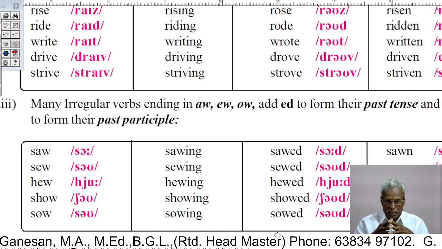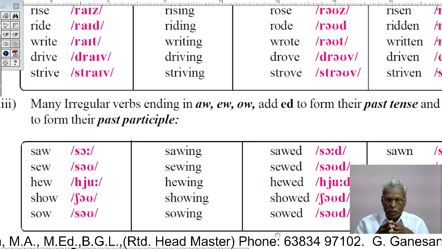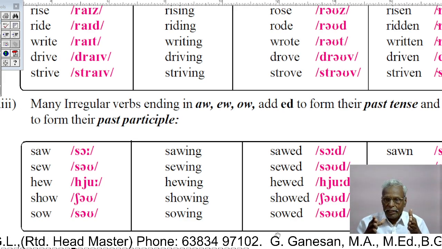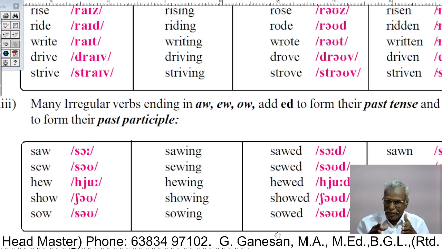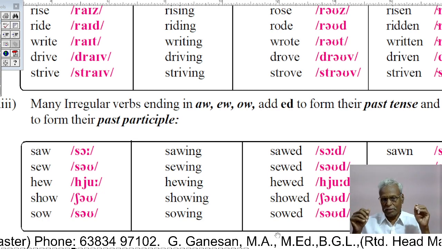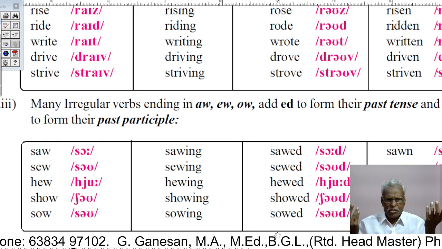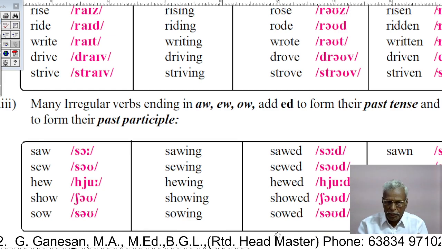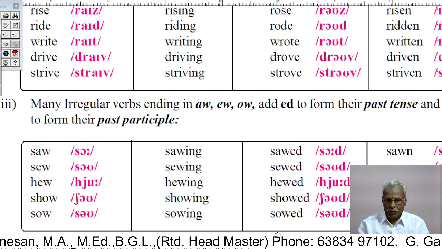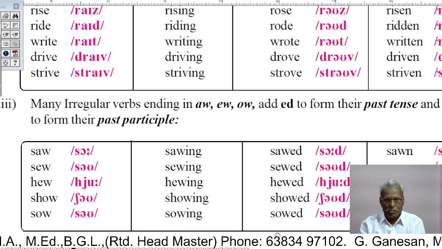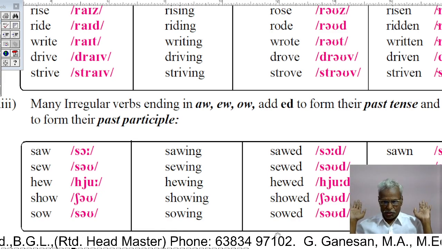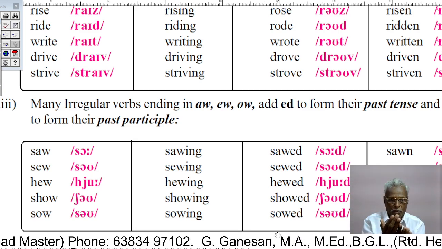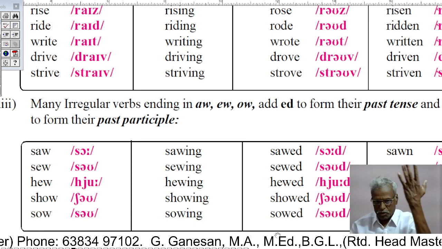The 13th one. Many irregular verbs ending in AW, EW, OW add ED to form their past tense and N to form their past participle. Some of the irregular verbs ending in AW, EW, OW simply add ED to form their past tense and add N with the present form to form the past participle.